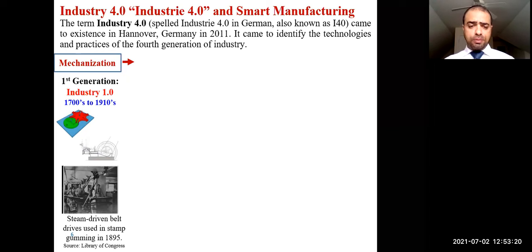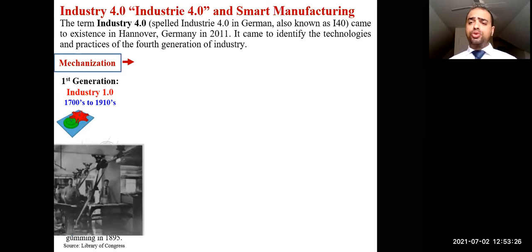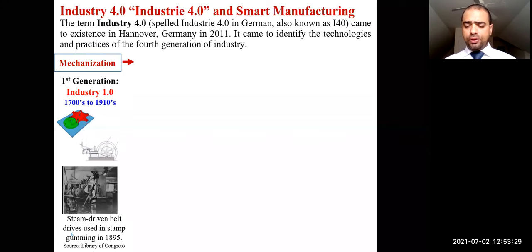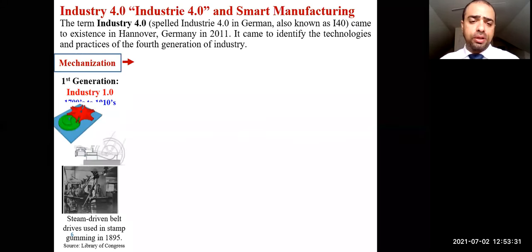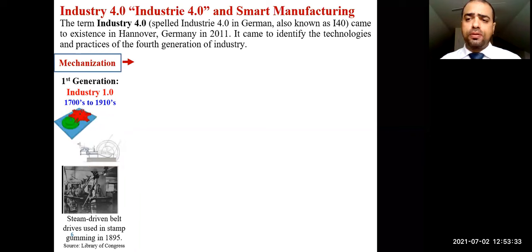Like for instance here, this picture from the Library of Congress from 1895. As you see, it shows belt drives, for example, being used. Here, this is a well-known mechanism called the Geneva mechanism. It's used for indexing tables.